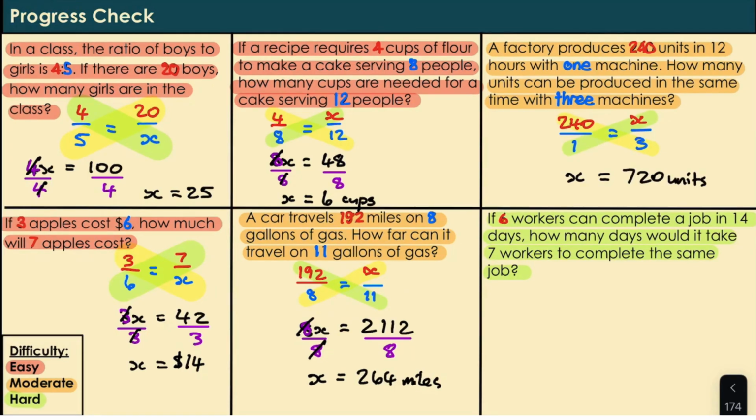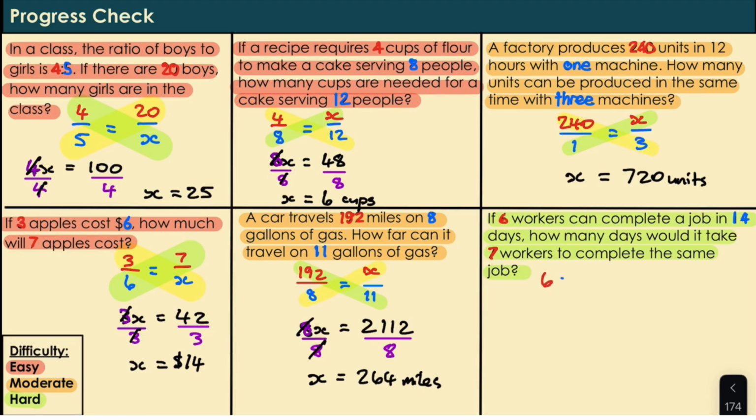If 6 workers can complete a job in 14 days, how many days would it take 7 workers to complete the same job? So what we need to consider, this is not a direct proportion question. If you think about it, if you have more workers, would it take longer or would it take less time to complete the same job? Of course, with more workers, you would take less time. This is inverse proportion. And with inverse proportion, we multiply.